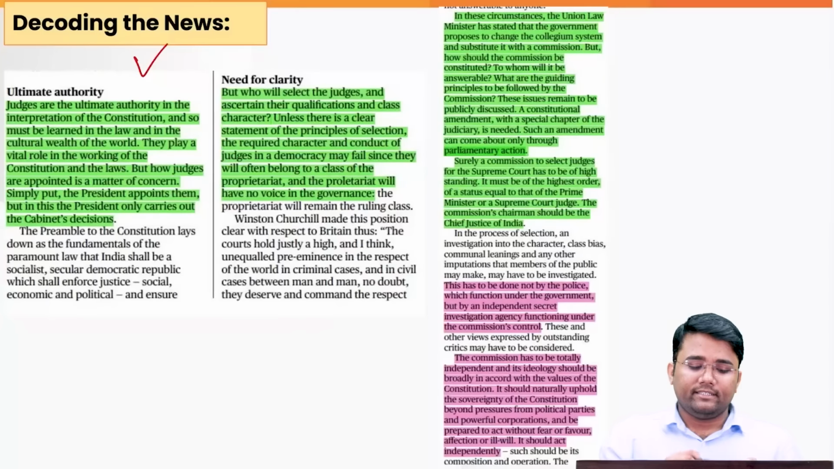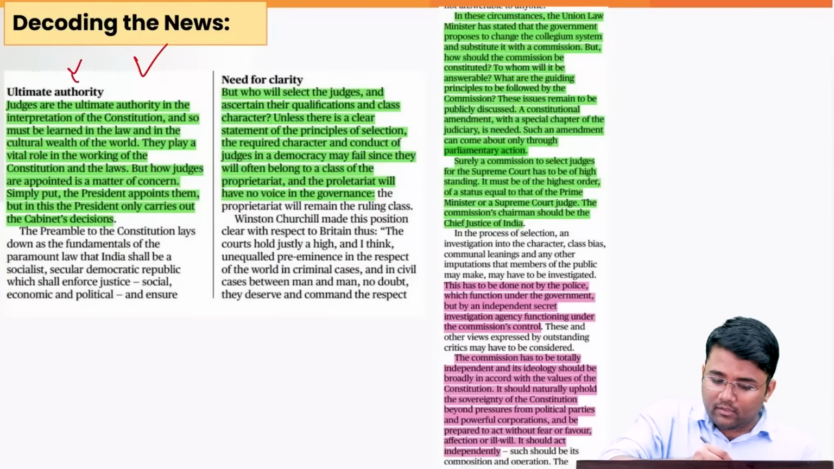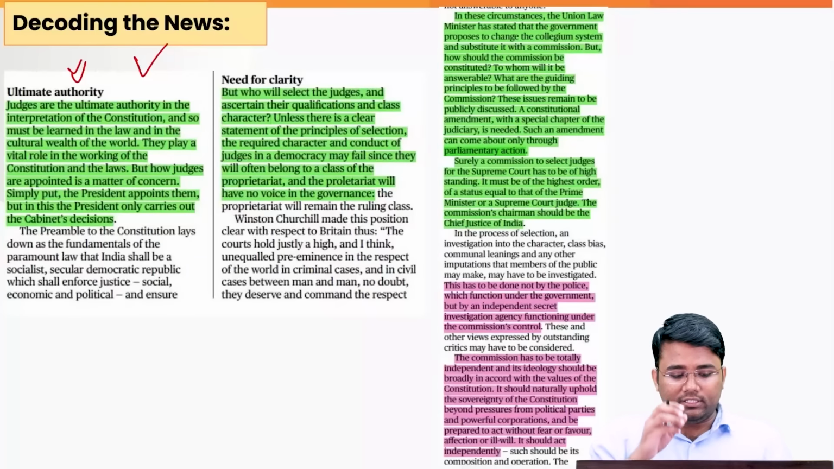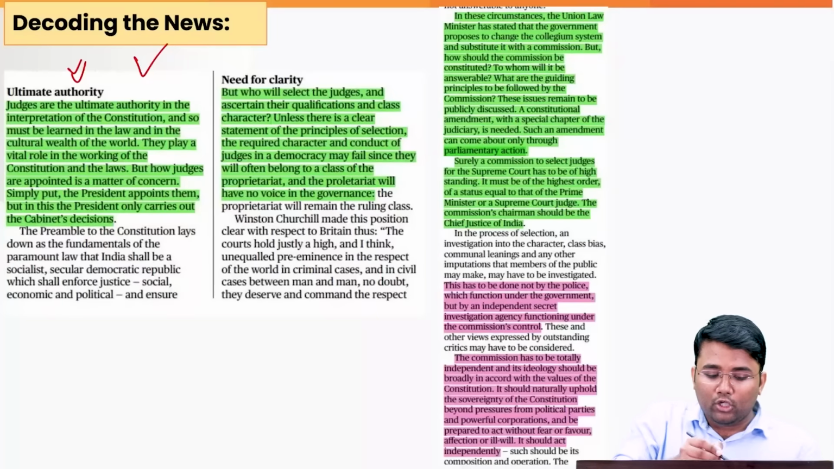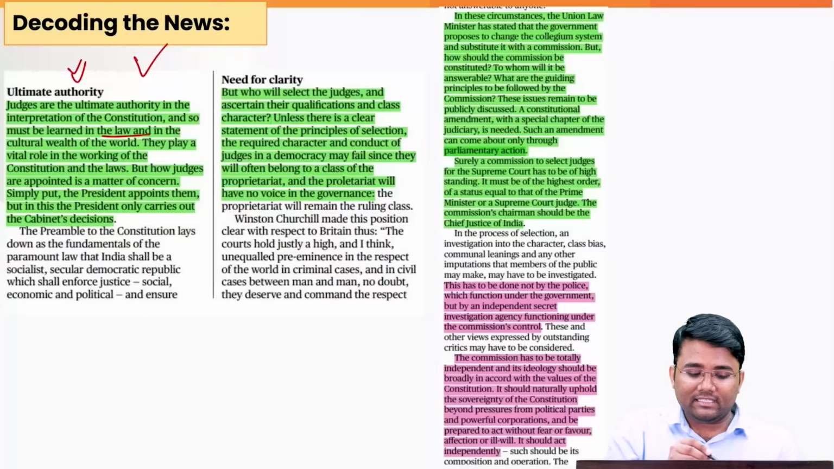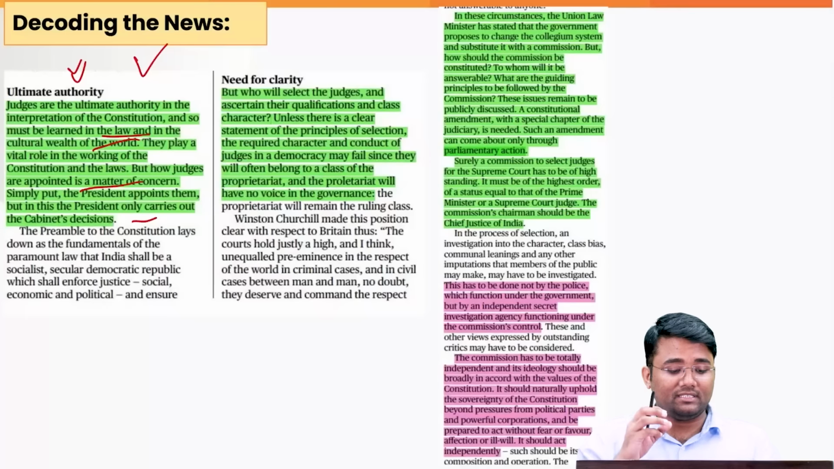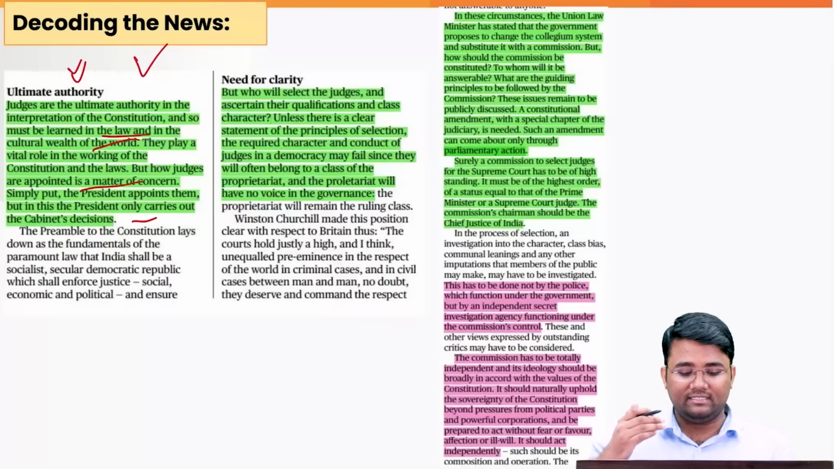What are the other things in the news? The writer says that the judges are the ultimate authority in the interpretation of the constitution and so must be learned in the law and in the cultural wealth of the world. They play a vital role in the working of the constitution and the law, but how judges are appointed is a matter of concern. Simply put, the president appoints them, but in this the president only carries out the cabinet decision.